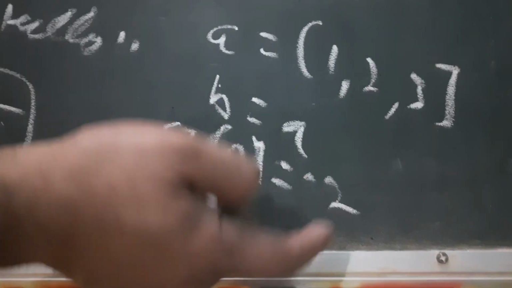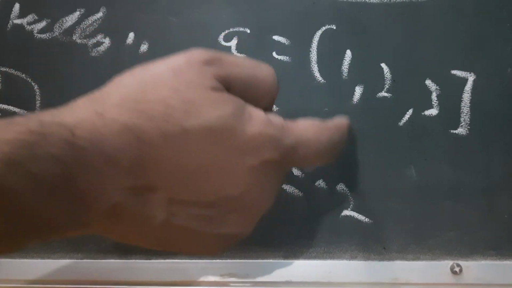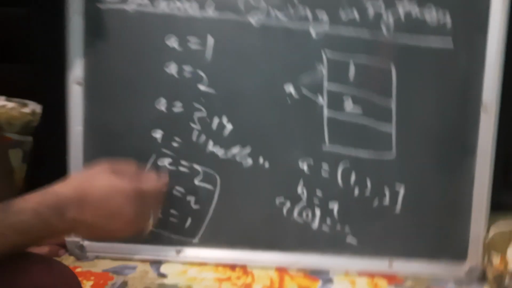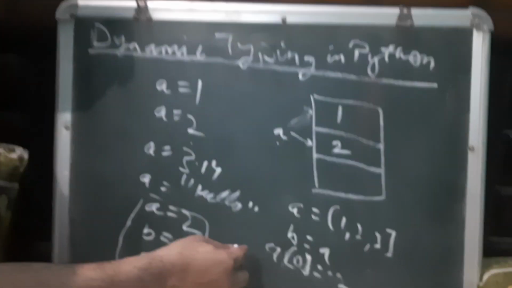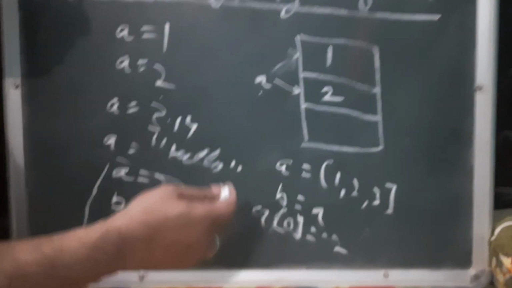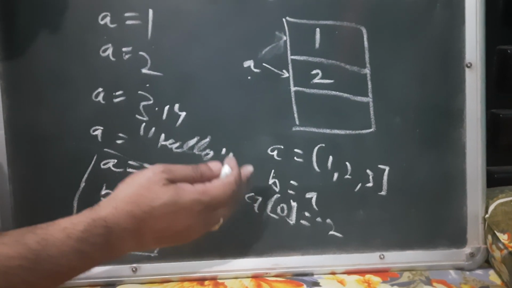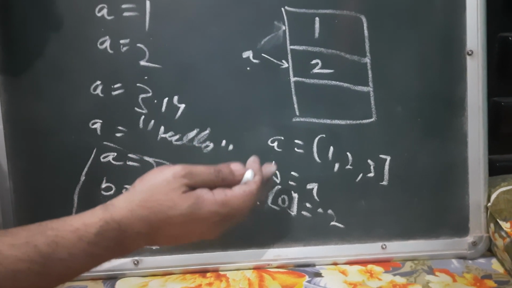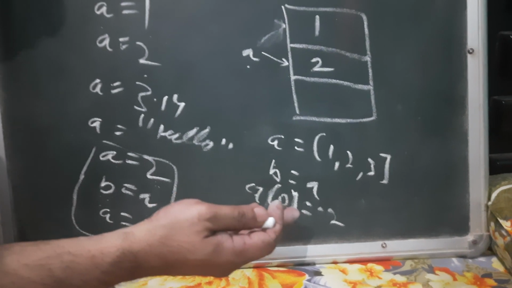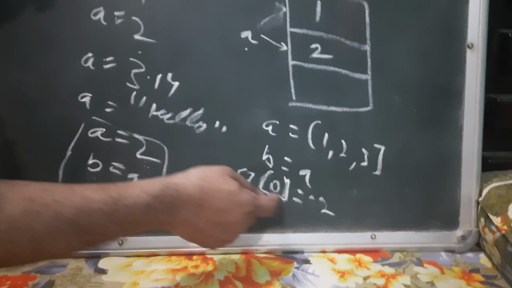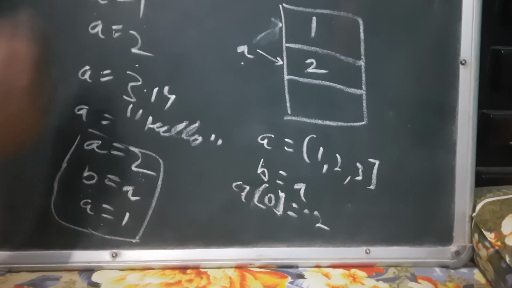This change is reflected in B also, because B is also referring to the same list. And if you want to impact the change in A but not in B, then you need to assign B to a different list. And if you assign B to a different list, then both will refer to different list objects. So that is possible. But in this case, this change will reflect in both.